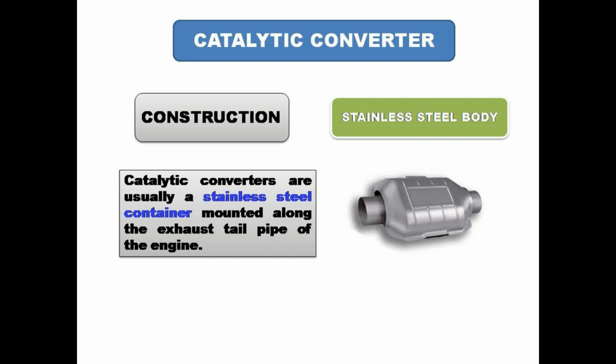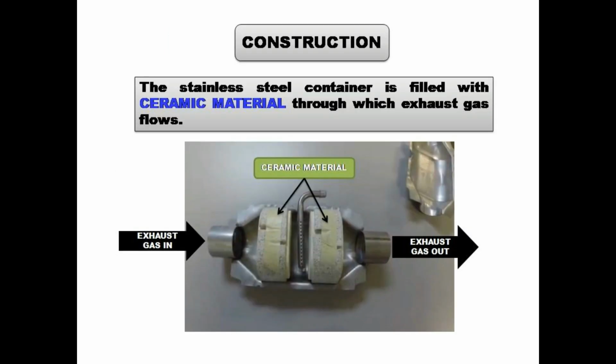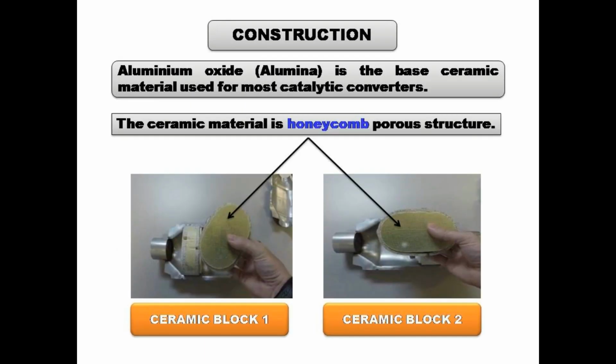Regarding construction, catalytic converters are usually a stainless steel container mounted along the exhaust tailpipe of the engine. The stainless steel container is filled with ceramic porous structure through which exhaust gas flows. Aluminum oxide, alumina, is the base ceramic material used for most catalytic converters. The ceramic porous structure is honeycomb structure or loose granular spherical structure called pellets.